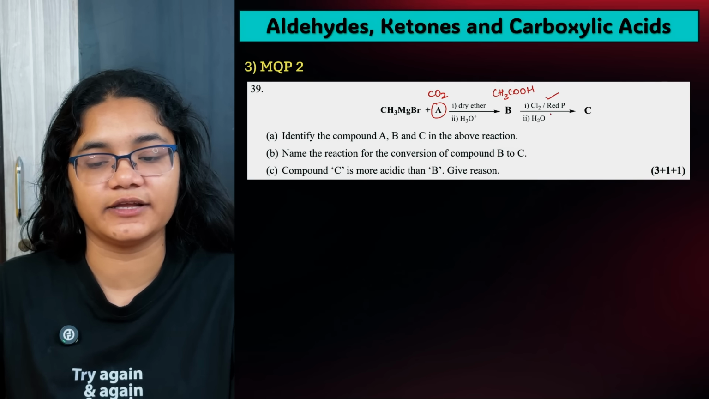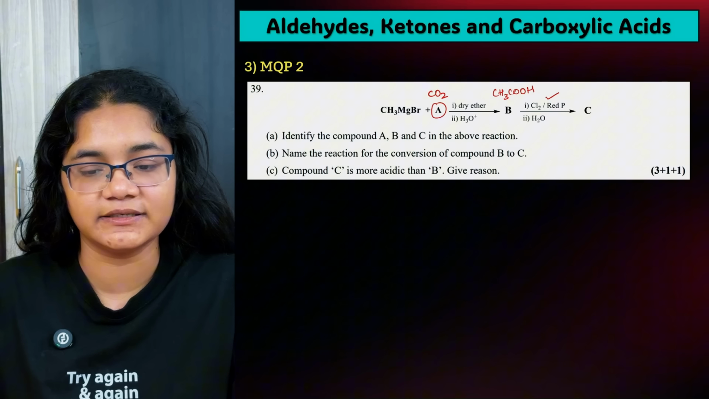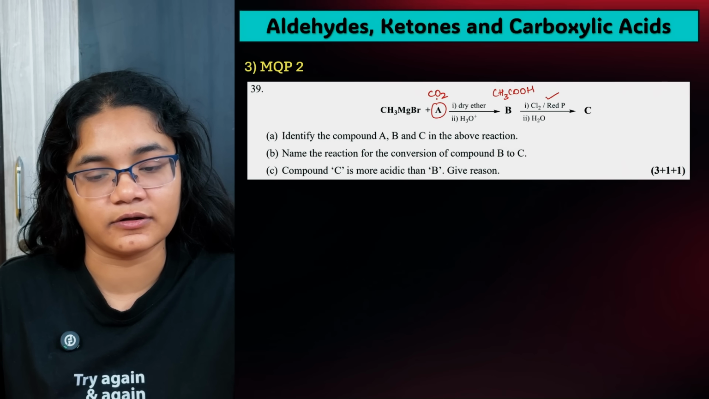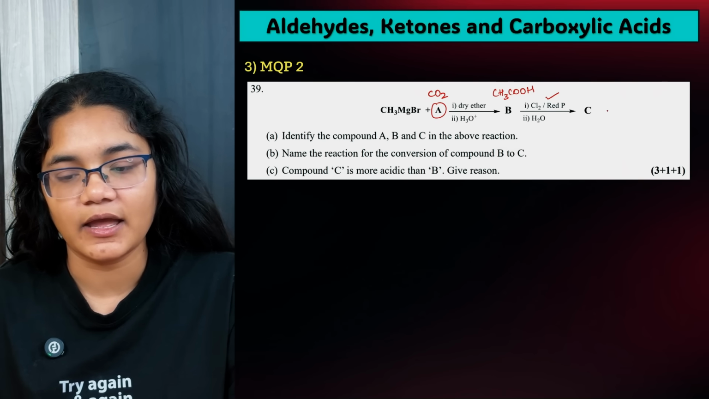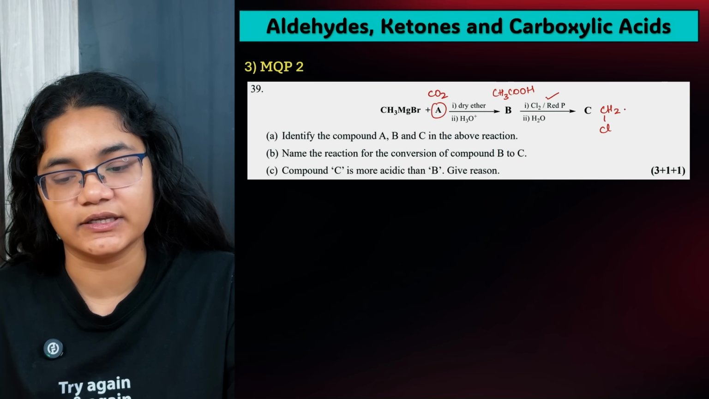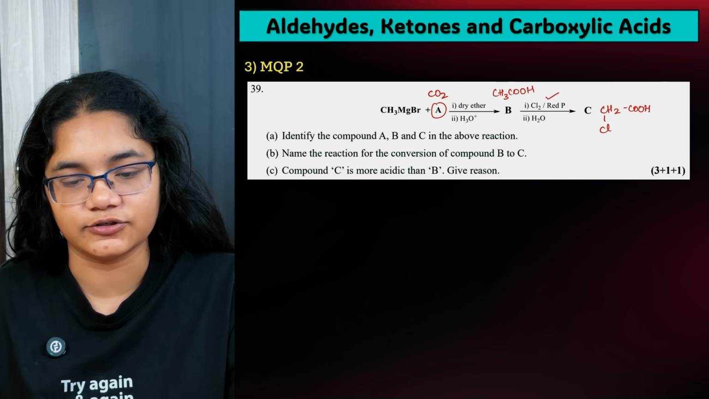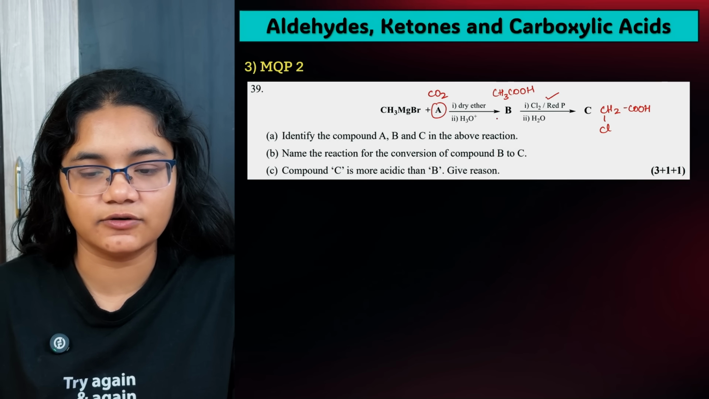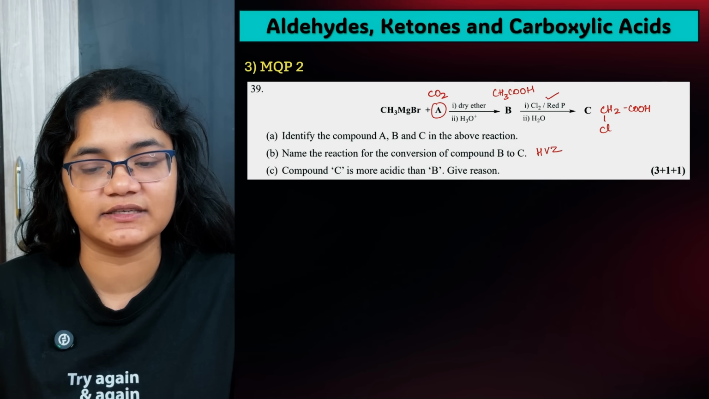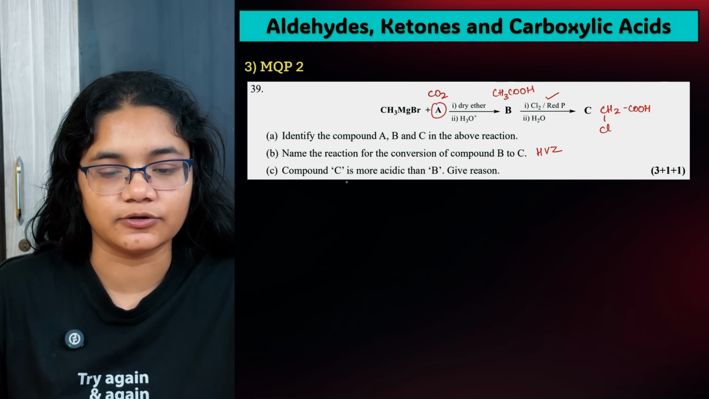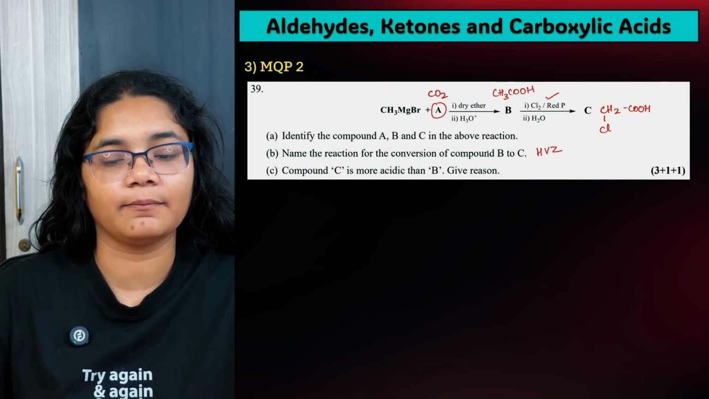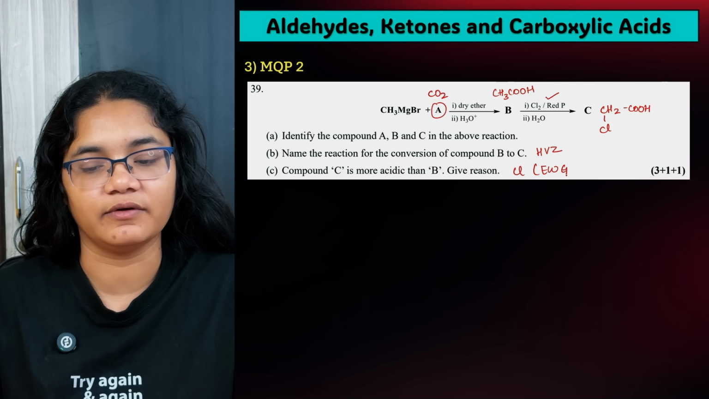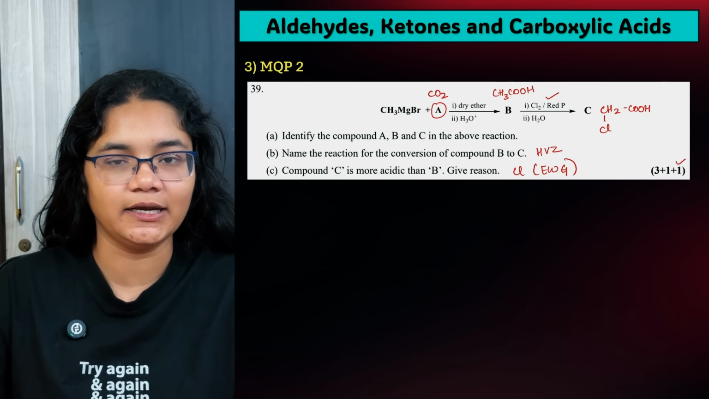You can see that the next reagent which is used is for the HVZ reaction. So that means here there should be one acidic group, and if you treat this one with carbon dioxide, only then you will get the acid. And next we will get CH2ClCOOH. So A we have identified, B we have identified, and C also identified. Name the reaction for the conversion of B to C, that is your HVZ reaction or Hell-Volhard-Zelinsky reaction. Now compound C is more acidic than compound B. Give reason. That is because compound C has a chlorine group which is an electron withdrawing group. So for a 1 mark question, you can just write this much.